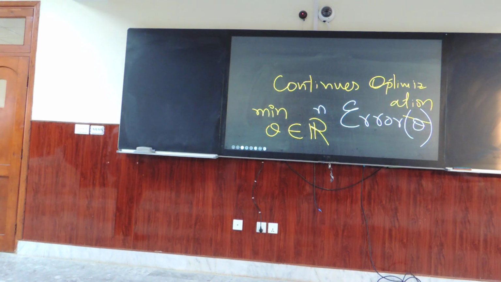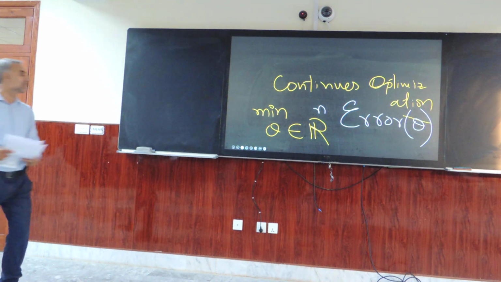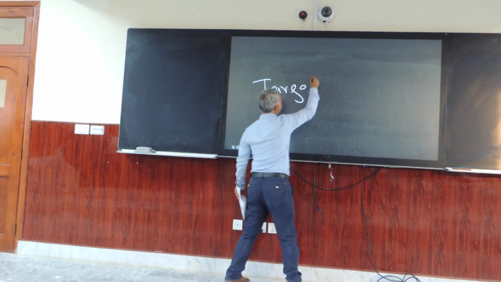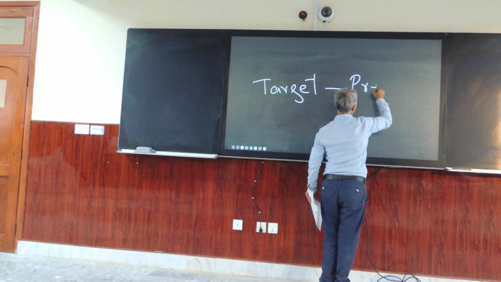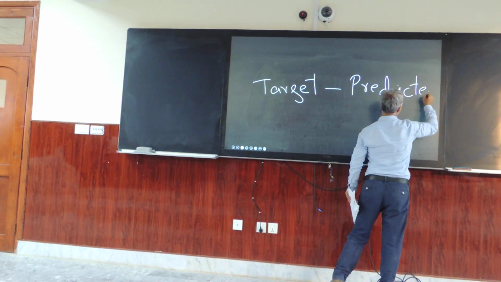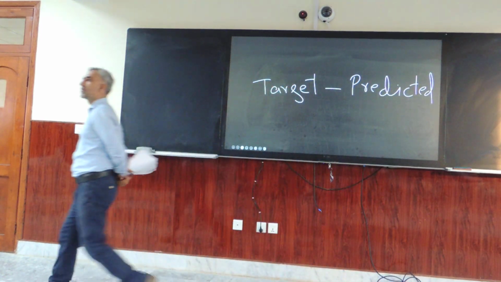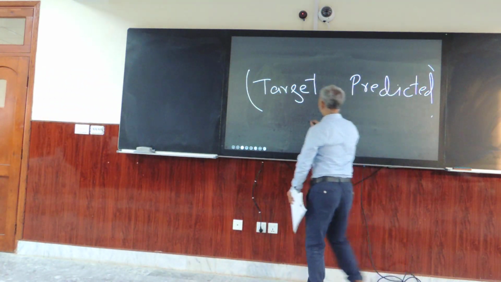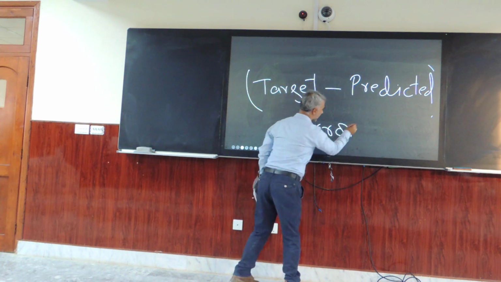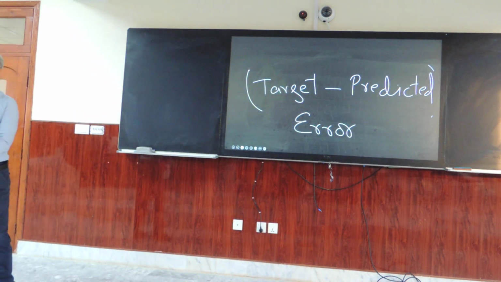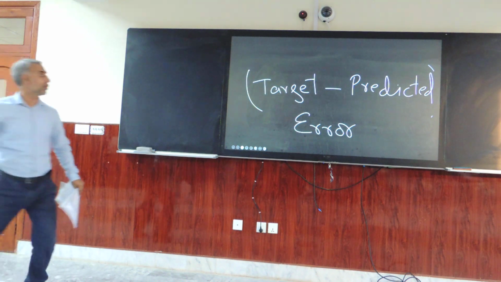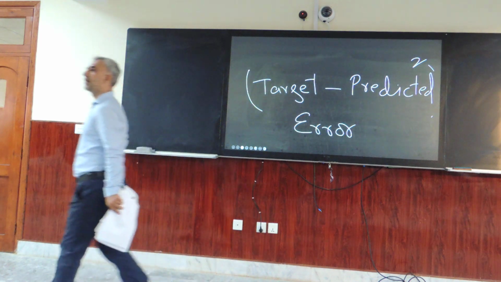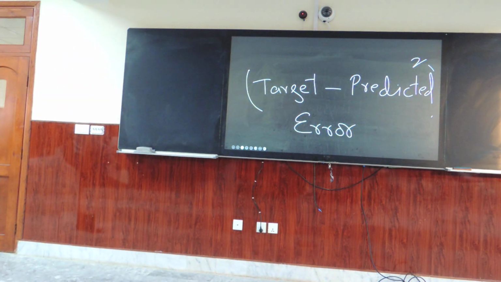Or you can say simply, we are talking about error, we need to get the difference between the target and the predicted one. Validation data. The difference is giving you some kind of an error. Least square. If you want better accuracy, you need to determine the scale. Is it okay? Yes, sir. This is the least square error.